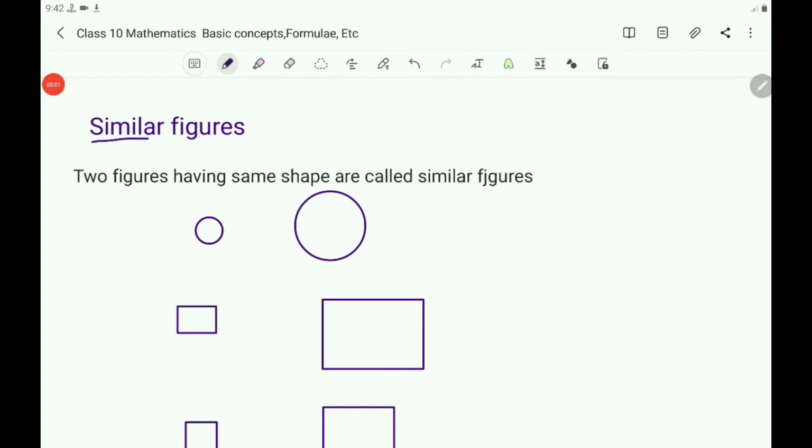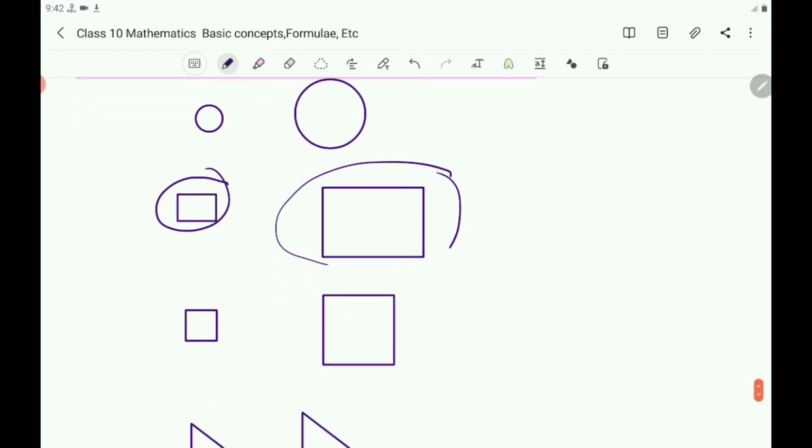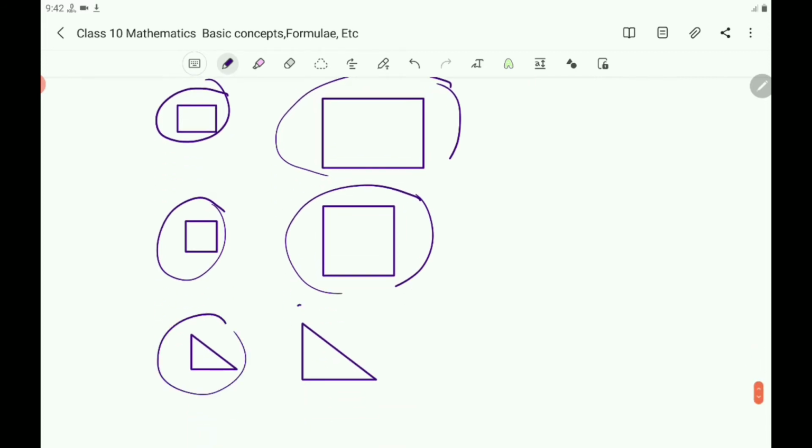Now let us come to similar figures. You know what similar figures are? Two figures having the same shape are called similar figures. Consider these two circles. These two circles are similar figures. Similarly, if you observe this rectangle and this rectangle, they are similar figures. These two squares are similar figures, and these two right angle triangles are similar figures.